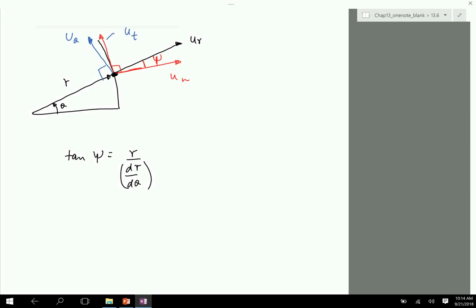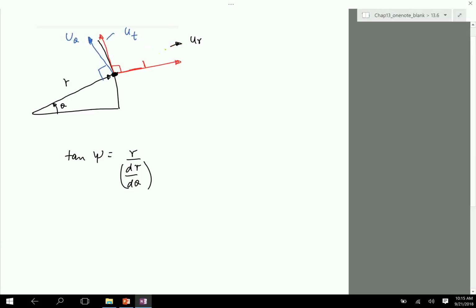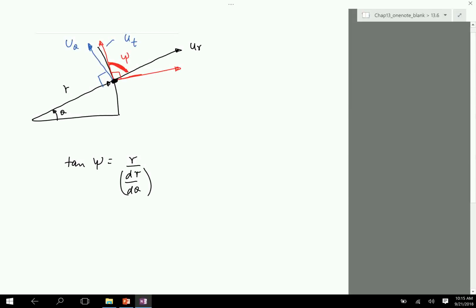So psi is the angle between, my bad, it's between r and t. So this is not right. Slight change. This shouldn't be the angle, but this is the angle. This is psi. So you've got to make that change. Psi is the angle between the tangent and the radial component. But the formula is right: tan psi is r divided by dr/d theta.